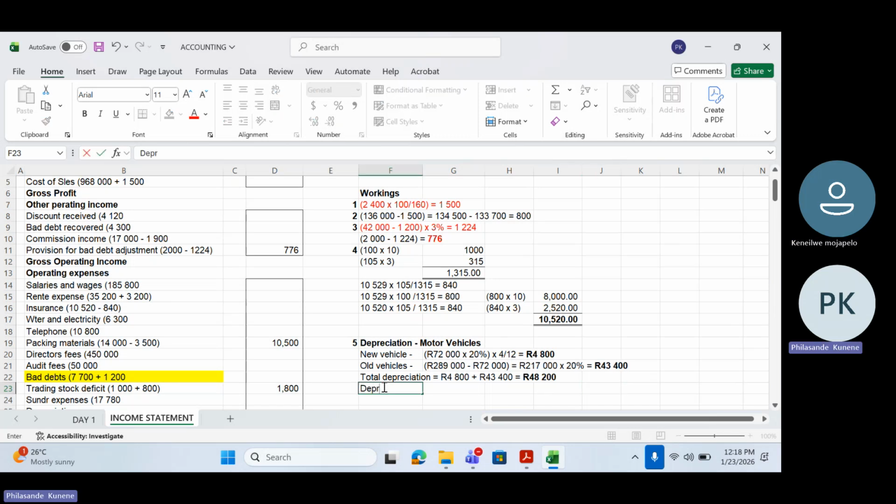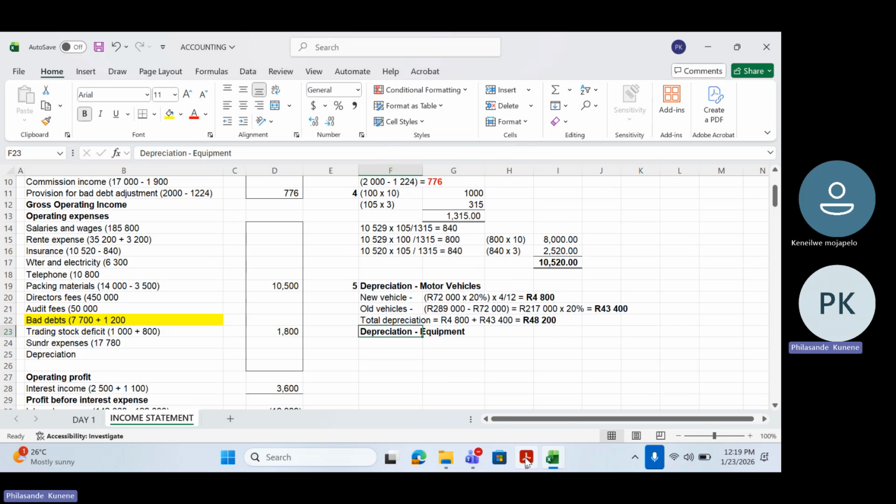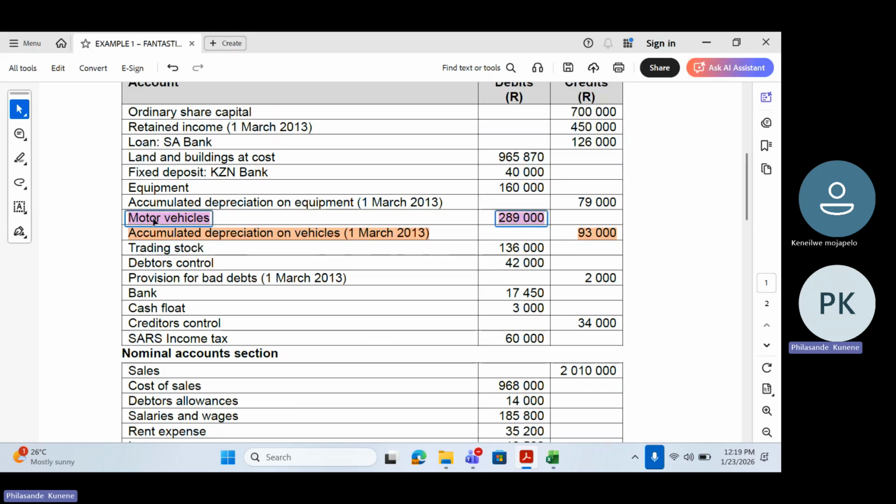Now let's go to depreciation for equipment. Let's go back to the transaction and see how we're going to do it. Firstly, here we have equipment of how much. I'm just going to unhighlight these ones. We're done with them. Equipment, we have 160,000, which is the cost, and then accumulated depreciation on 1 March 2013. We're going to have how much? 79,000 rands.